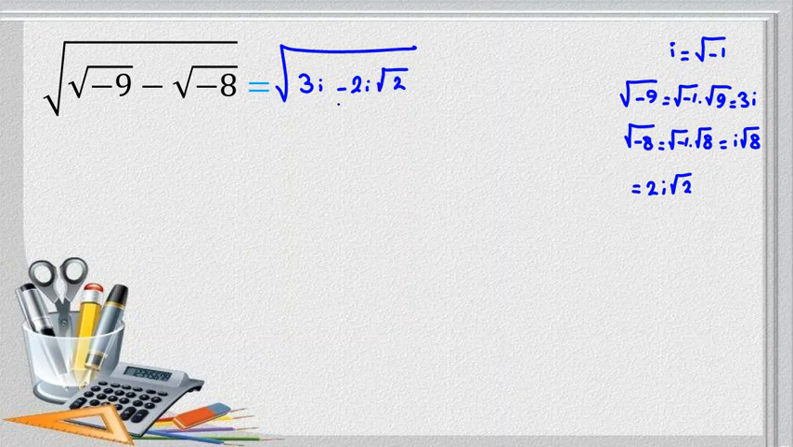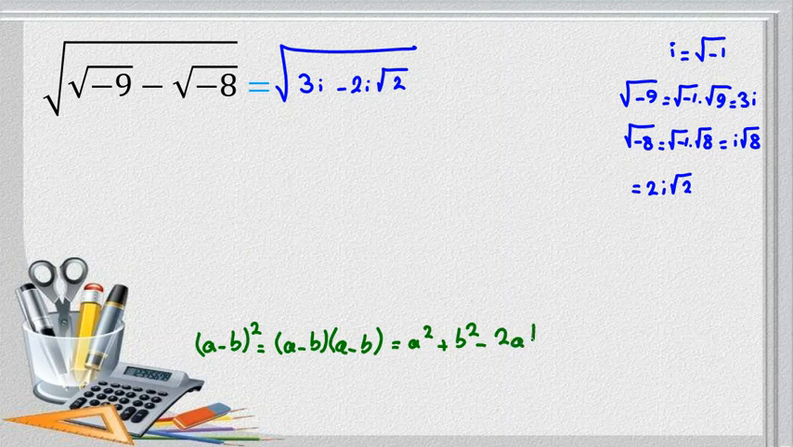Here, because it is something minus something, we want to see if we can use anything related to (a minus b) squared. If you have (a minus b) squared, the formula, you write it twice: (a minus b) times (a minus b). It will be a squared plus b squared minus 2ab. If you want to write it like this, we can do something here. We can factor out root i, which will be times square root of 3 minus 2 root 2.